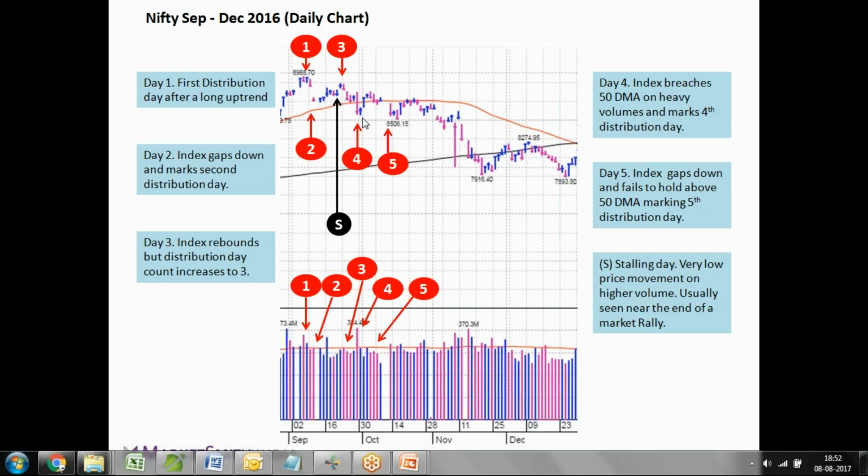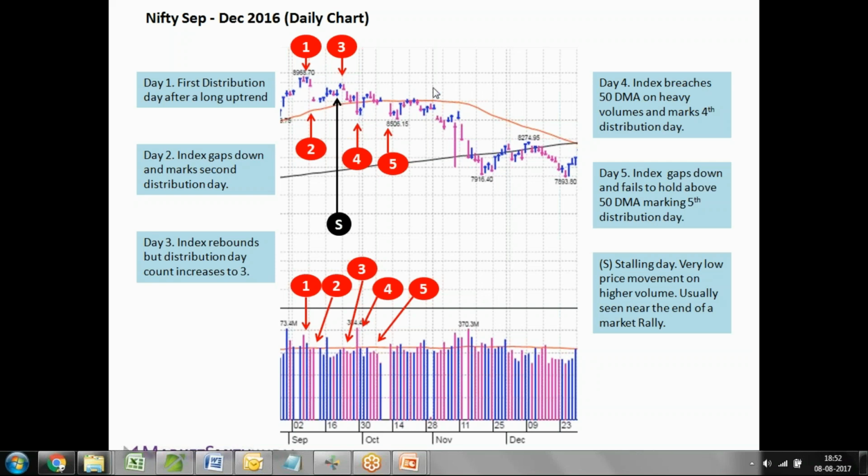So looking at what happened between day 4 and day 5, the index tried to rally, did not really move up to new highs. If you just look closely, you will see that the index never actually crossed the high on day 4. And then it gapped down on day 5, and it made a loss of more than 0.2%. So that makes the count of 5 distribution days over a span of 5 weeks.